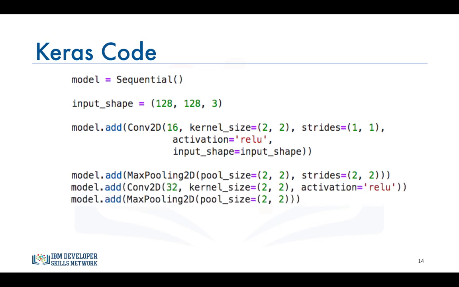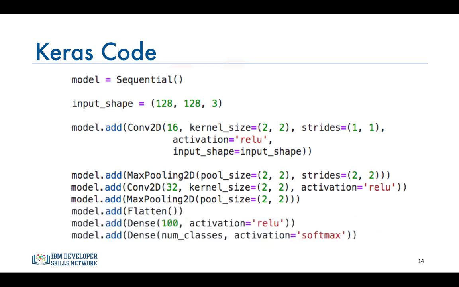Next, we add another set of convolutional and pooling layers. The only difference here is we're using more filters in the convolutional layer, actually twice as many filters as the first convolutional layer. Finally, we flatten the output from these layers so that the data can proceed to the fully connected layers. We add another dense layer with 100 nodes and an output layer that has nodes equal to the number of classes in the problem at hand. And we use the softmax activation function in order to convert the outputs into probabilities.